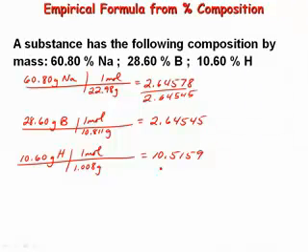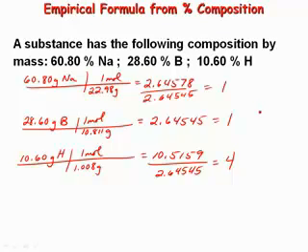So we divide each by 2.64545. This one is 1, that one's going to give us a 1, and the hydrogen is going to give us 3.975, which is about 4. So my formula then is going to be NaBH4 for that. Okay, now let's take a look. We'll move right along here.